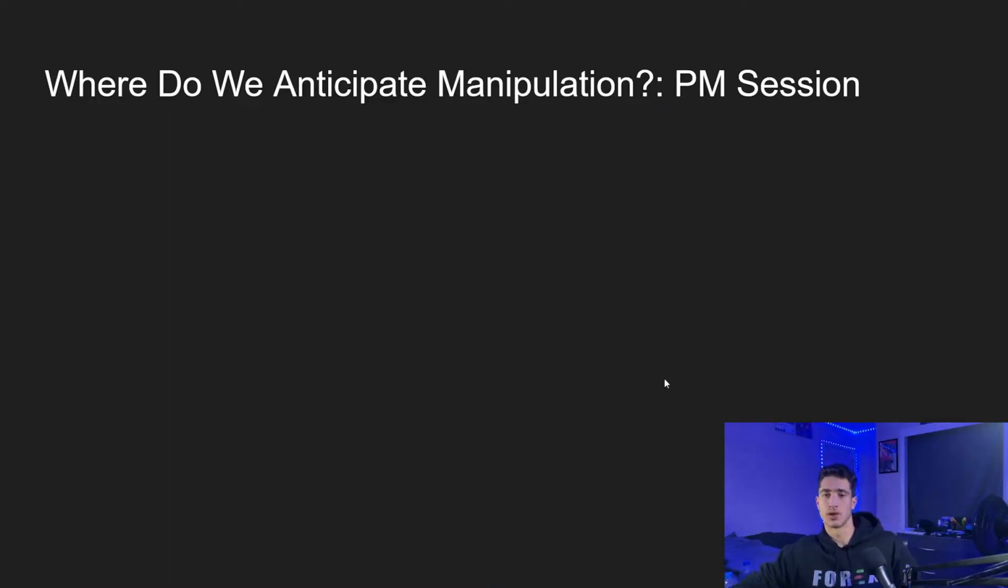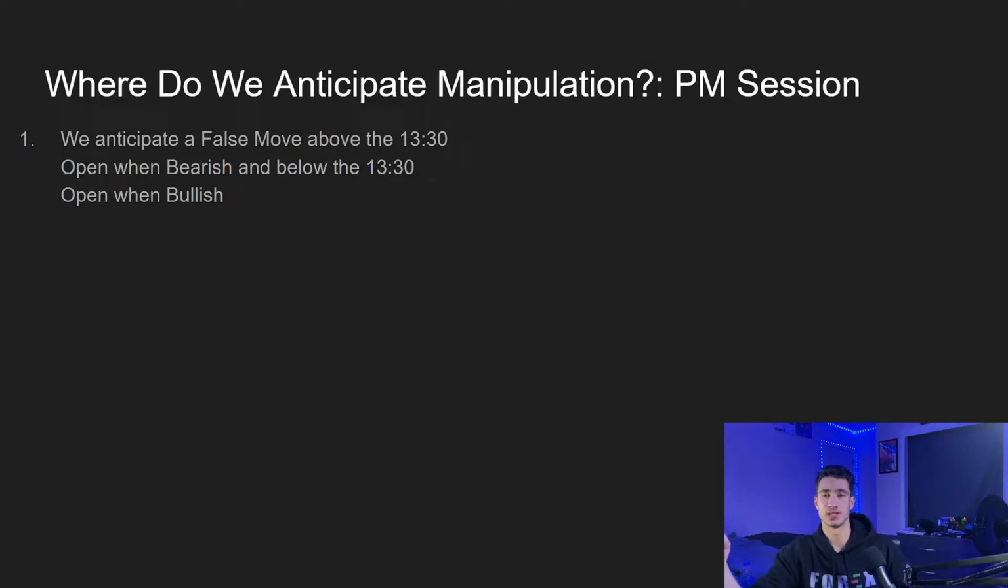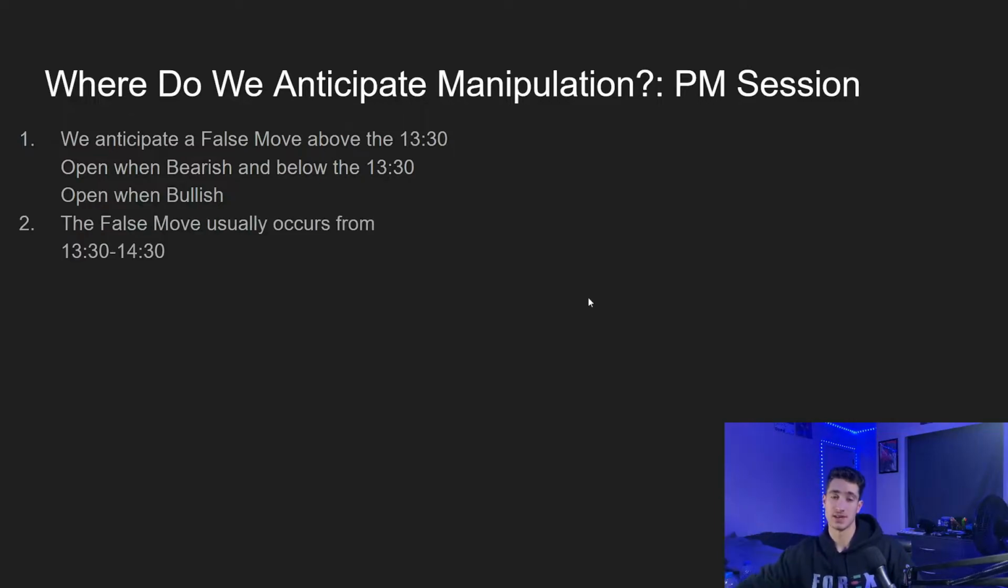Okay, so where do we anticipate manipulation for the PM session? Well, like the previous examples, we anticipate a false move when we are bullish to sweep the 1:30 open, and when we are bearish, we expect the sweep to be higher. And this false move usually occurs between the hour span of 1:30 and 2:30.